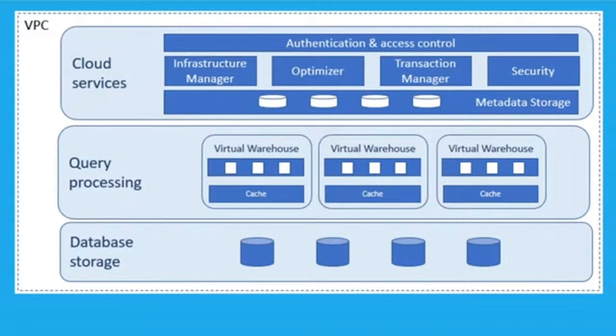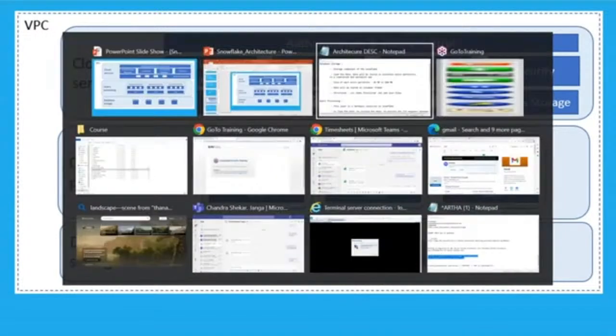Sure. Okay. So we have a cloud services layer, then a query processing layer, and then a database layer. I am repeating this once again because the Snowflake architecture is very important. You will surely get one or two questions on Snowflake architecture in every interview, in all the companies. That's why I am repeating. So we have a cloud services layer, a query processing layer, and a database storage layer. Now we will discuss them one by one.